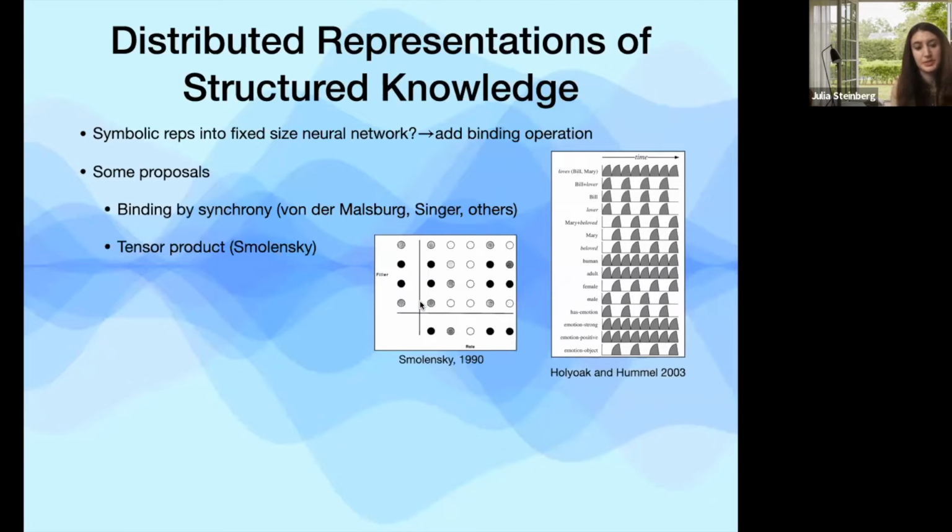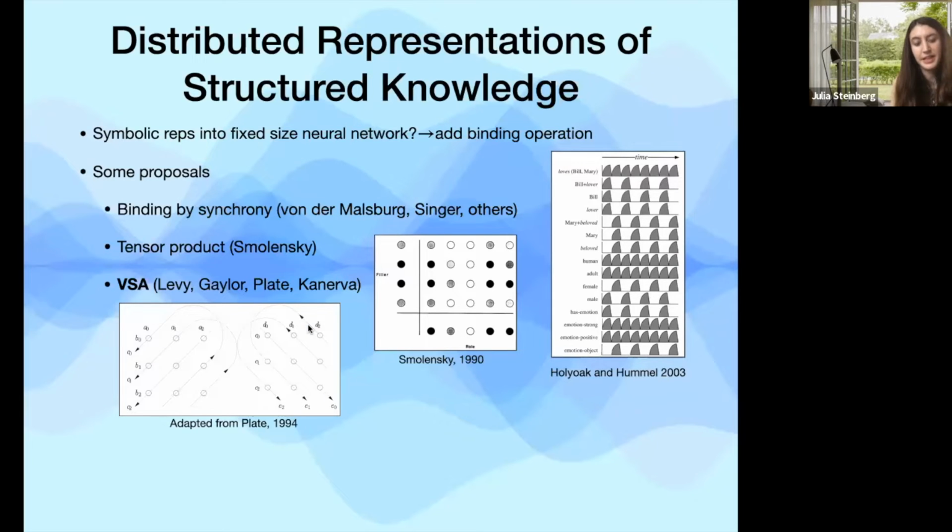Then another proposition was using the tensor product. So you have basically a representation for Bill, a representation for lover, and you take the tensor product of the two, and you get a contextual representation of Bill as the lover. So that was proposed by Smolensky.